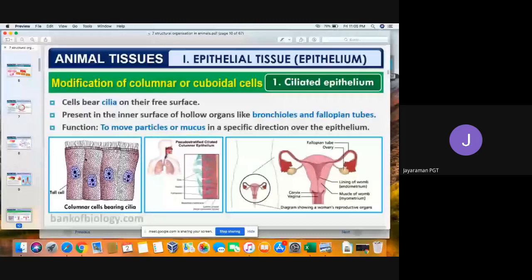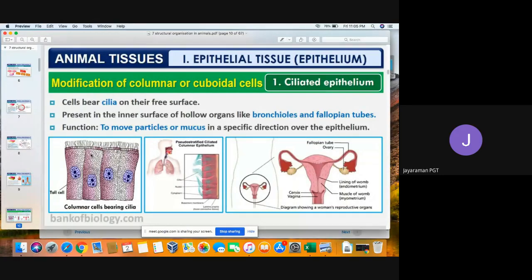You can draw the diagram if time is there, no problem, but we need not spend much time on it tonight. So these are the columnar cells, and the free surface has cilia. The cilia are on the surface; that is why it is known as a ciliated epithelium. If it is present in columnar epithelium, it is called ciliated columnar epithelium. If it is found in cuboid cells, it is simple cuboid ciliated epithelium. Like that, we have to state the differences.